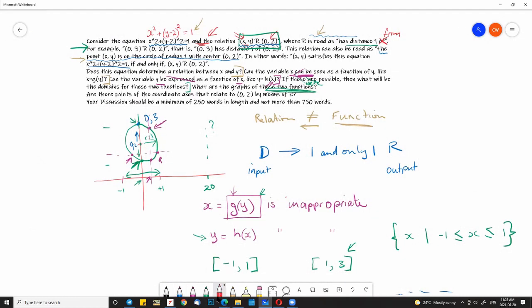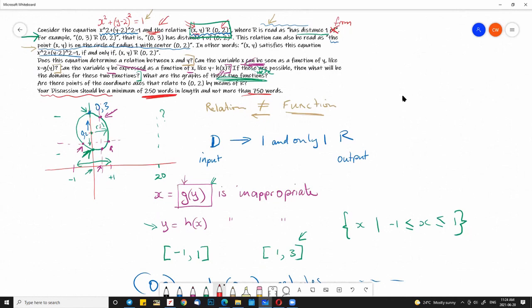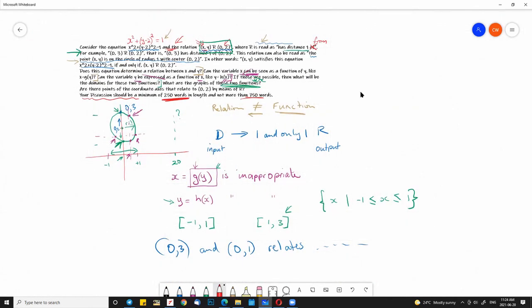Now this is the most difficult part, expressing yourself. It says your discussion should be a minimum of 250 words and no more than, this is the only hard part of this assignment, right? You have to explain and explain and explain until you get to 250 words. Other than that, it's simple. Any questions so far?